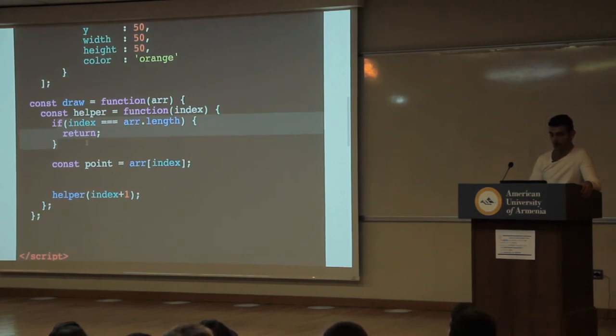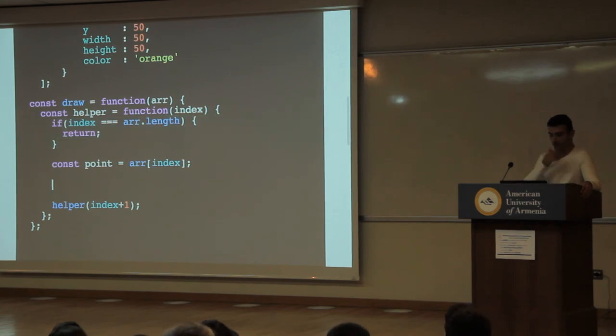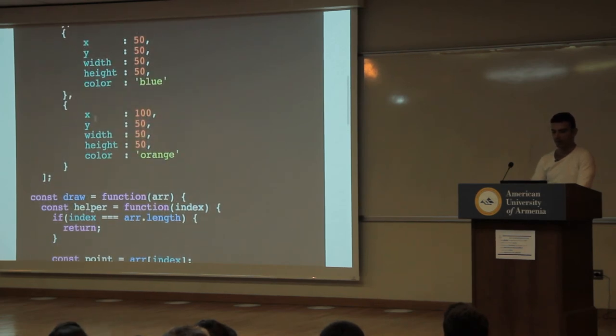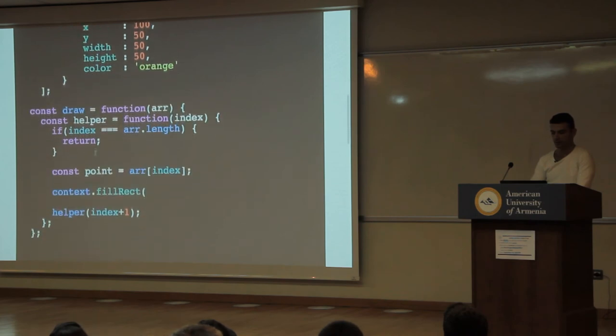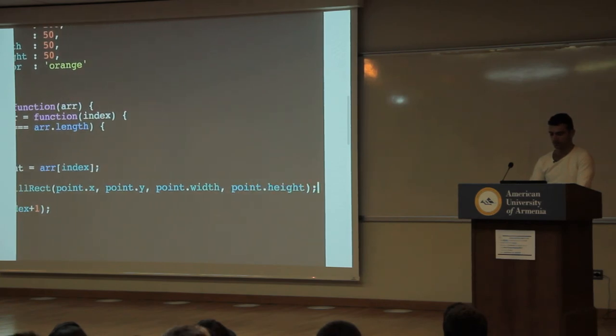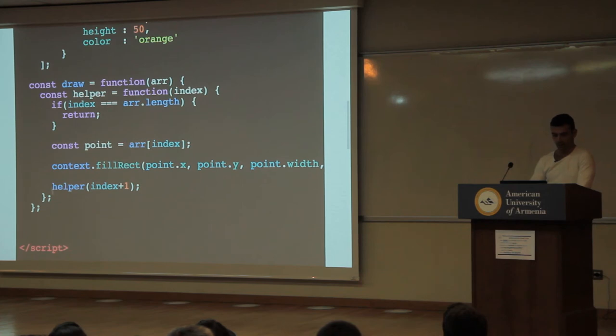Make sense? Okay, so we have this point. We want to draw the information of this point on the screen. How do we do that? I want to draw a rectangle. What do I do? Okay, I want to draw this point. What does this point have? Well, it has an x, a y, a width, a height, and a color. So let's do point.x, point.y, point.width, and point.height. And let's just call this draw with the array of points.